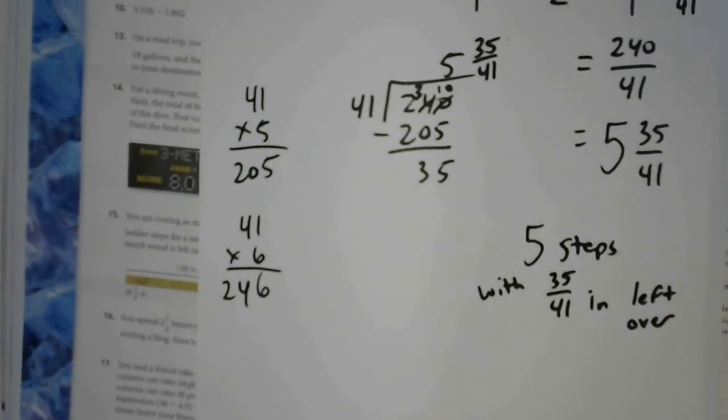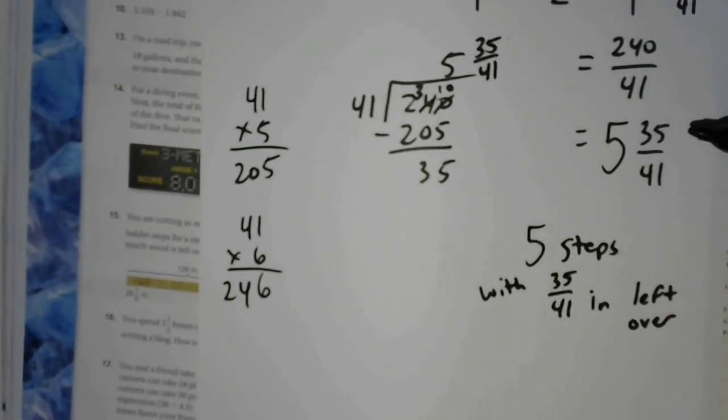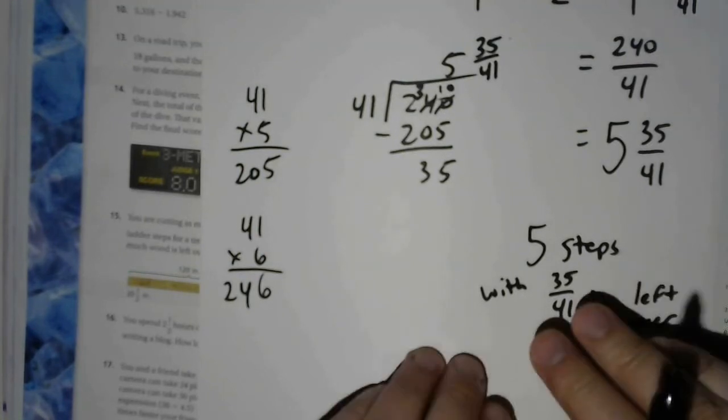Does that make sense? 5 steps, 5 whole, and then my leftover part would be this piece of wood here. It's going to be almost a full inch, but not quite. 35 over 41 is not quite 1 full inch left over. There's my answer for number 15.